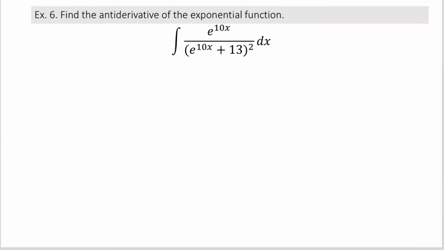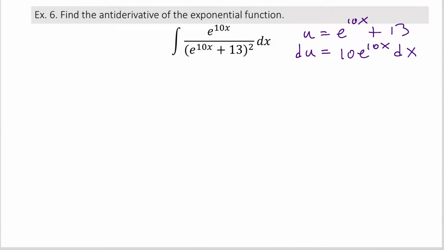All right, so in this example, we're going to again use u substitution, and it looks like the best approach we could try here would be to attempt this as u right here and see if we can get it to work out. So if u is my inner function and we're saying it's e to the 10x plus 13, du would be 10 e to the 10x, chain rule that is, dx.